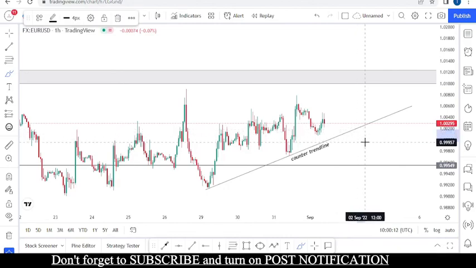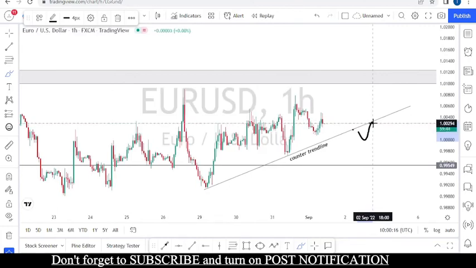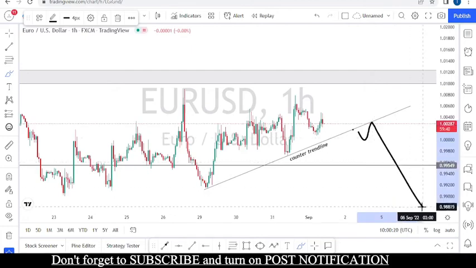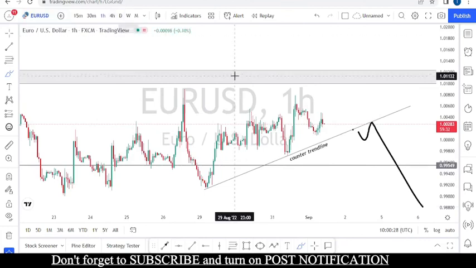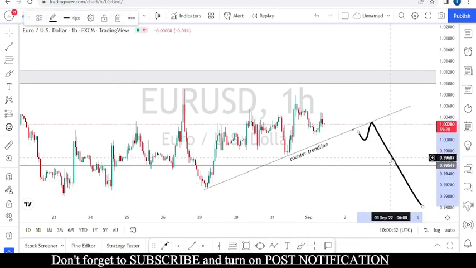I would like to see price break below and be below this trend line in form of a retest, so that when the NFP is approaching, I can place my sell trade. So that would be me trading the trend line break and retest strategy. Okay, so that is what I am hoping and praying for. So this is how I trade the news.